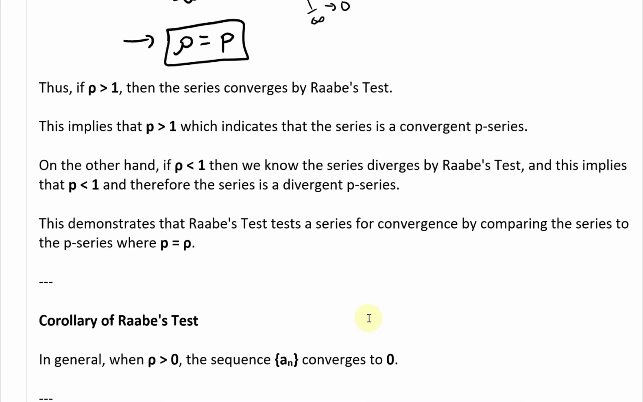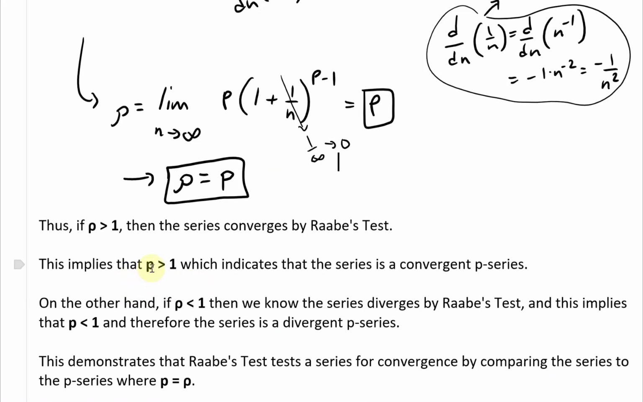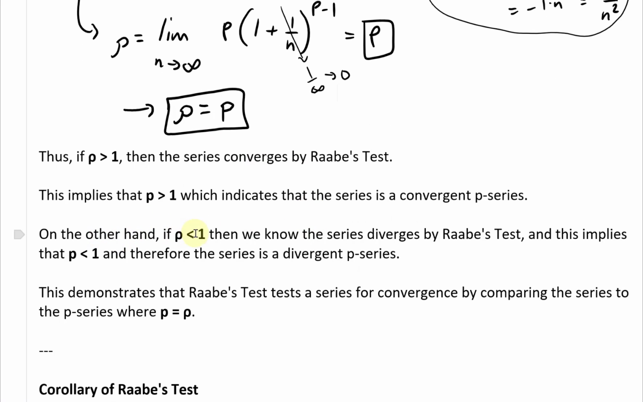So this implies that p is greater than 1. When rho is greater than 1, p is also greater than 1, which indicates that the series is a convergent p series. So it's convergent by Raabe's test and the p series. On the other hand, if rho is less than 1, then the series diverges by Raabe's test, and this implies that p is also less than 1. So when rho is less than 1, p is less than 1, and therefore the series is a divergent p series.